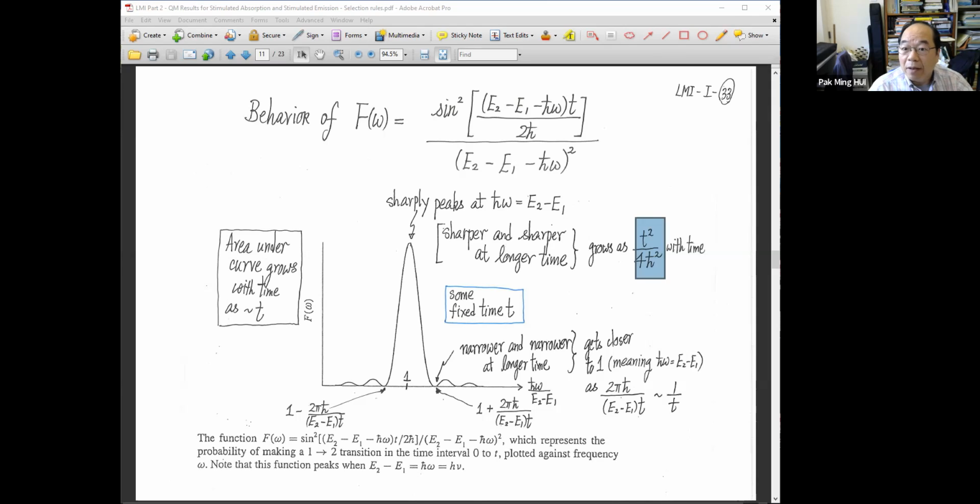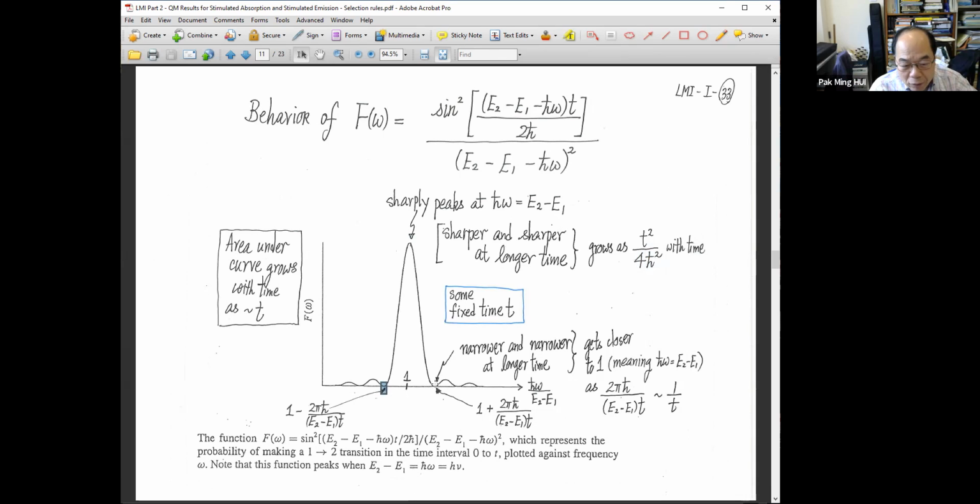Okay, so nothing fancy, just use your skills. So this peak, once time is fixed, sometime t, it takes on the value this. All right, now second point, where are the zeros?